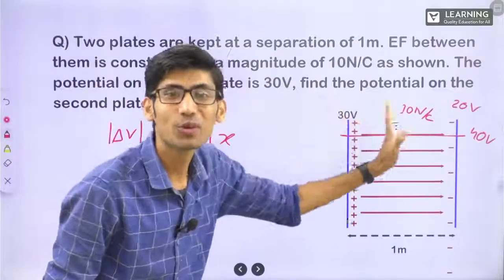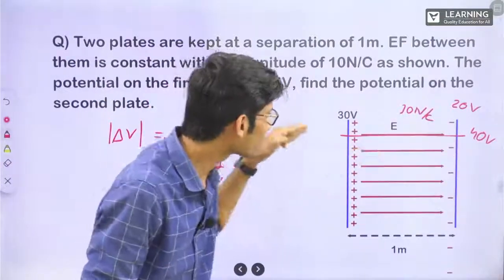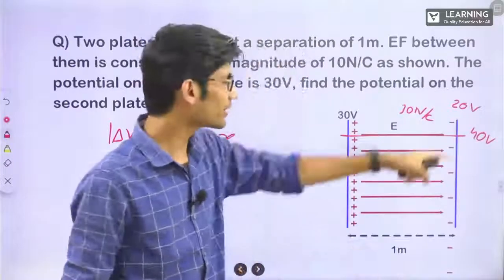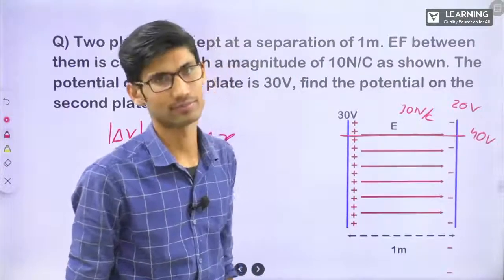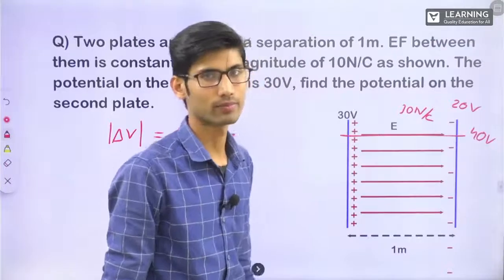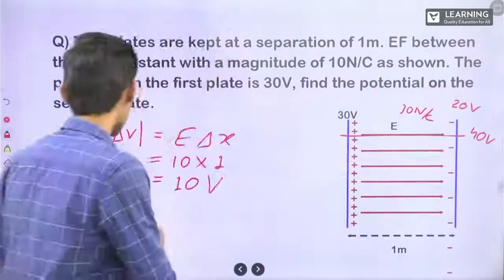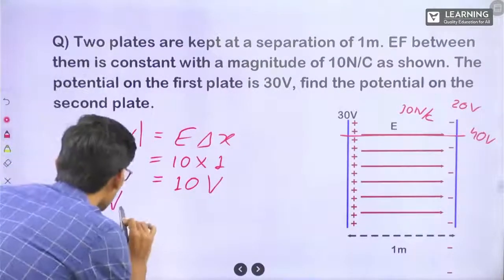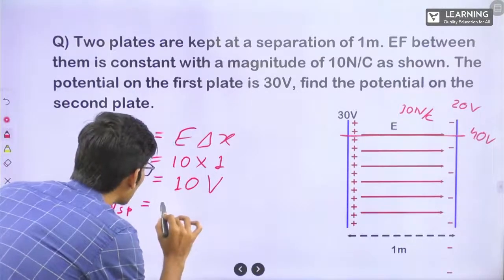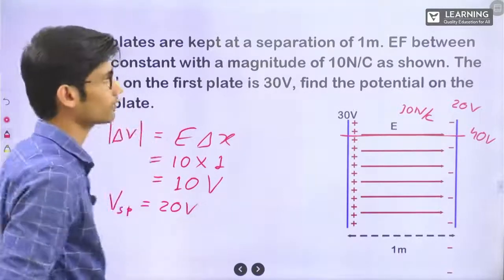Why? Potential decreases on moving towards electric field. Here we are moving towards electric field. Can the potential be 40? Never. We are moving towards electric field, right? Potential will be less. So the answer is V at second plate is equal to 20 volt. All right.